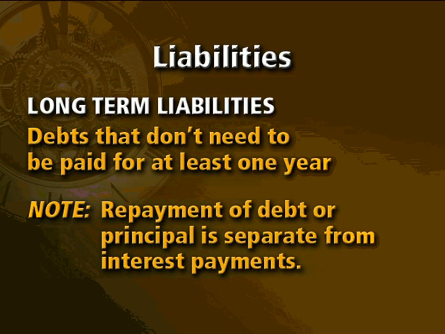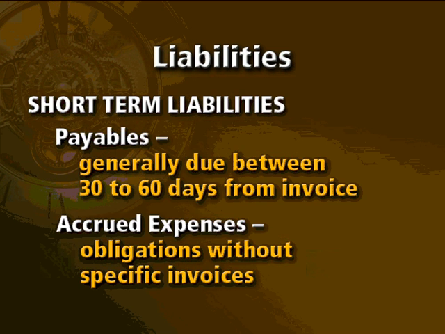Short-term liabilities include payables. When a vendor ships you a shipment of hammers, for example, with an invoice and expects to be paid in 30 days, that is an obligation or liability of the company. There are other short-term liabilities, including things like accrued expenses. Accrued expenses are incurred regardless of receiving a specific invoice.